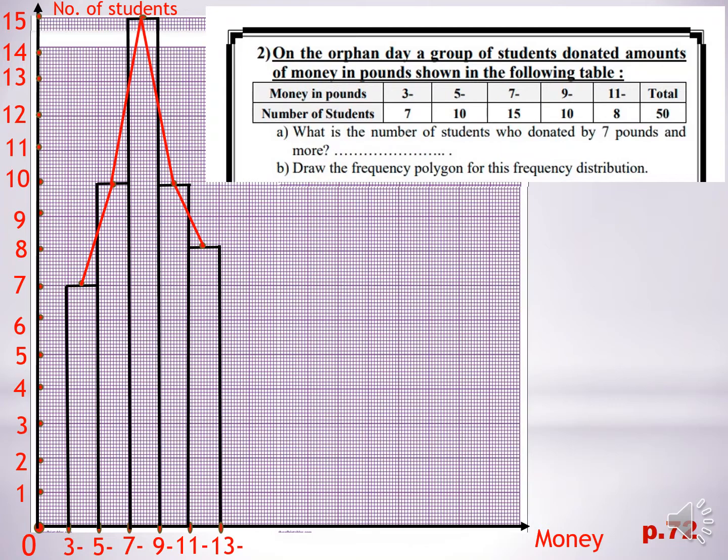In letter A, what's the number of students who donated 7 pounds and more? Let's see. Okay, this is from 7 pounds and more. How many students? I have here 7 pounds, 15, and then more than it, 10, and more than it, I have 8 students. So I will add 15 plus 10 plus 8, because this is 7 and more. So 15 plus 10 plus 8 is equal to 33 students.